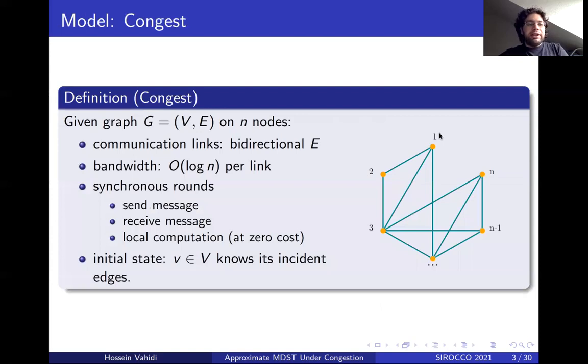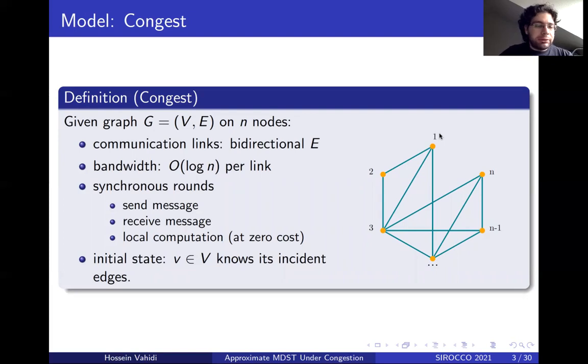Let me briefly define the models that we are working with today. The Congest model. In the Congest model, we are given a network of n nodes or n processors, and they can communicate to each other if they have a direct edge between each other. We assume that these communication links have bandwidth of O of log n, which is sufficient for the nodes to transmit node IDs or similar things.